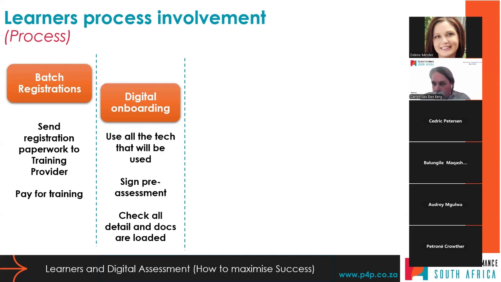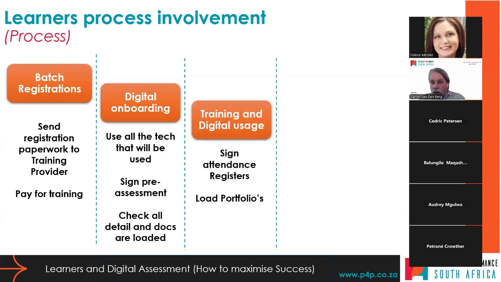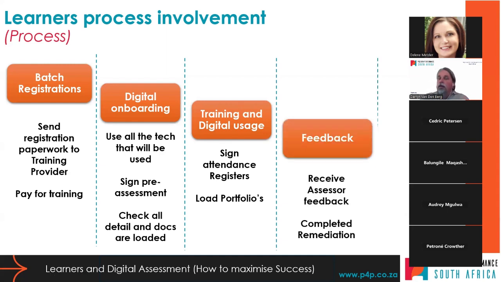These mistakes pop up. This is a very good point in your journey where the learners are involved in the process while they're learning how to build an e-portfolio, and while they're learning how to engage in the process. You then go into training and digital usage: sign attendance registers, load portfolios, you work with them. Feedback loops, so the learners receive assessor feedback, and they complete remediations.